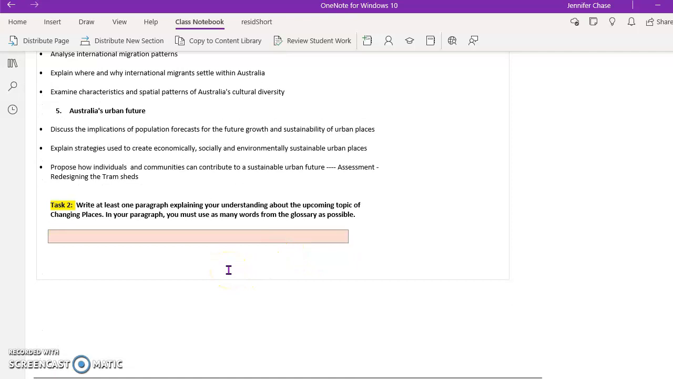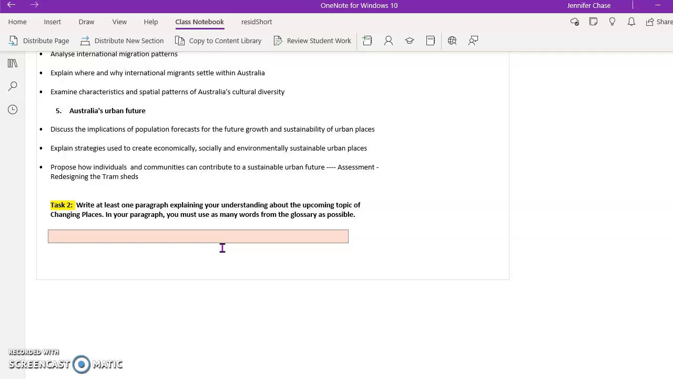And then just to finalize and solidify what we've done in the glossary lesson and today's learning map lesson, I want you to have a go at writing a paragraph explaining your understanding about the upcoming topic of changing places. What is it that you think we are going to learn about? You don't need to write a TEEL paragraph. I'm more interested in just seeing your understanding of what we're going to be doing. If you can't do a paragraph, maybe just some short sentences.